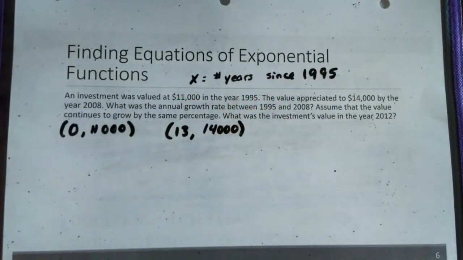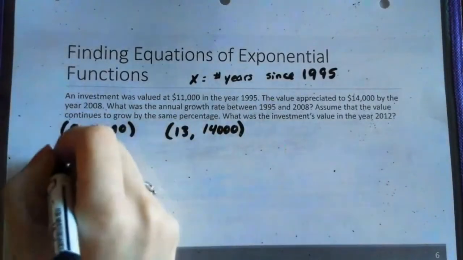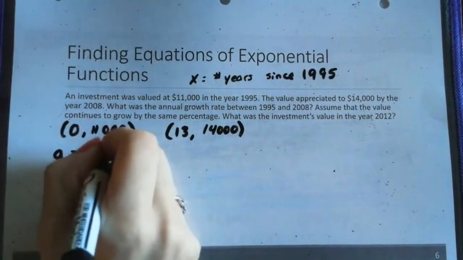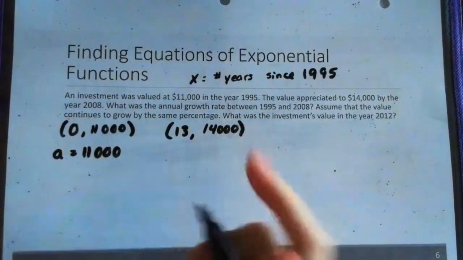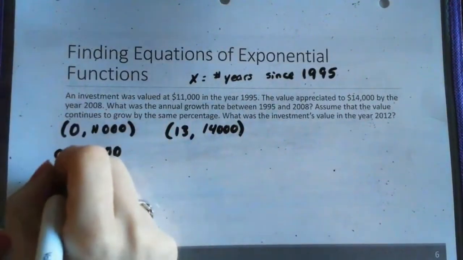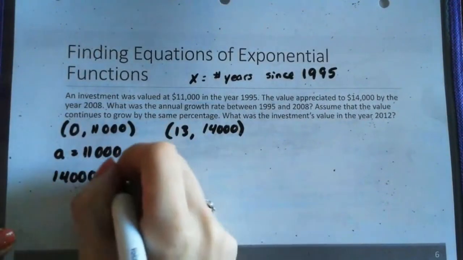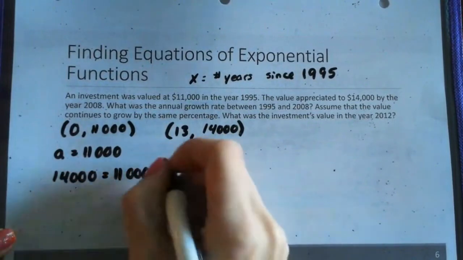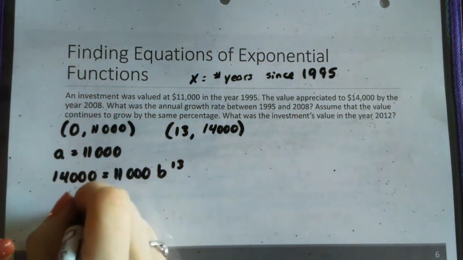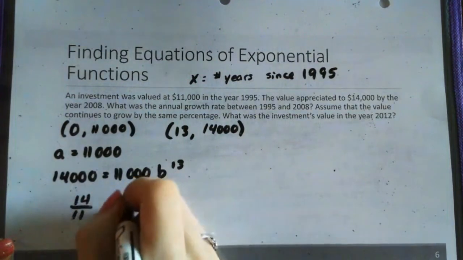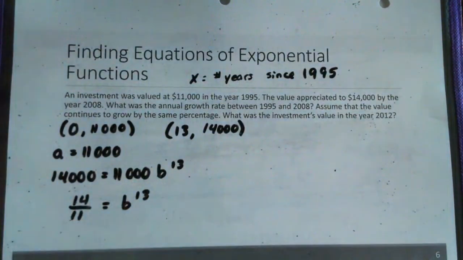So now I can do what I did in the last problem and find an equation. Using this point here, I'm going to find that my a value is 11,000 because my a value is my starting value. So now I need to find b. So I'm going to use this point here. We'll have 14,000 is equal to my a value, 11,000 times b to the 13th power. If I divide both sides by 11,000, I will get 14/11 is equal to b to the 13th power.